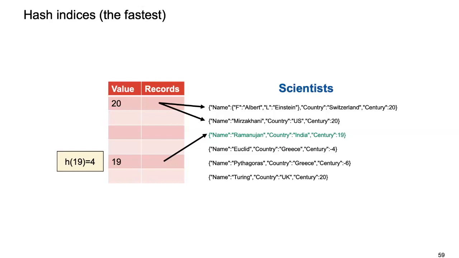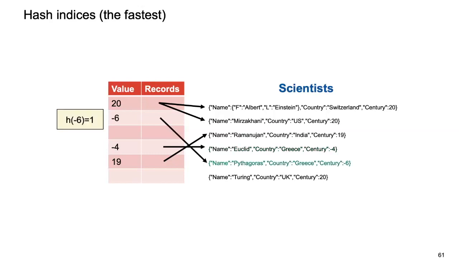Then we have Euclid, 4th century before Common Era, that spits a 3, so position 3. Then Pythagoras, -6, spits a 1, and 20 is deterministic, so 20 will always give us a 0 based on that hash function, and that's it. So that's the index. You could pick another hash function. It would distribute things a little bit differently, but that doesn't really matter. The only thing that matters is that it spreads the values a little bit all over the place.